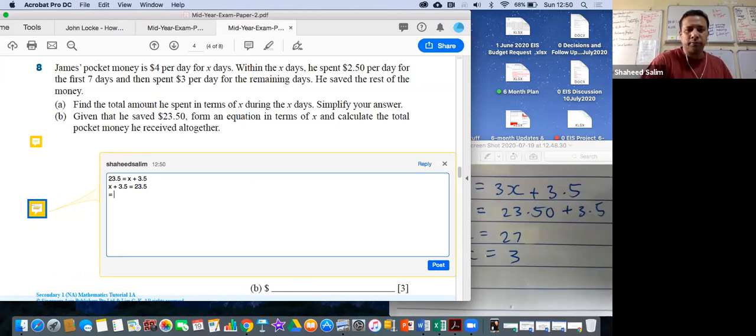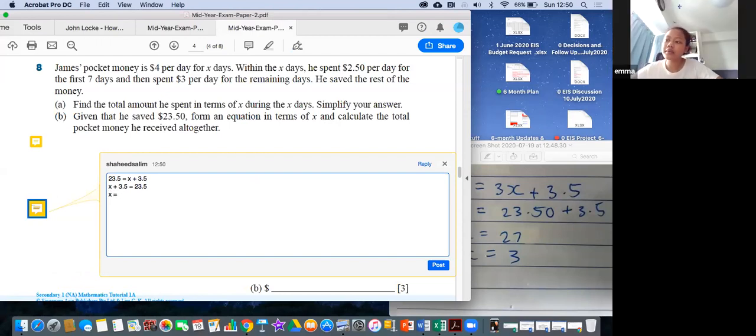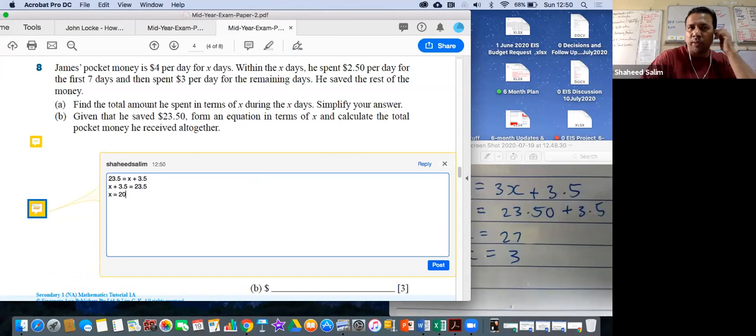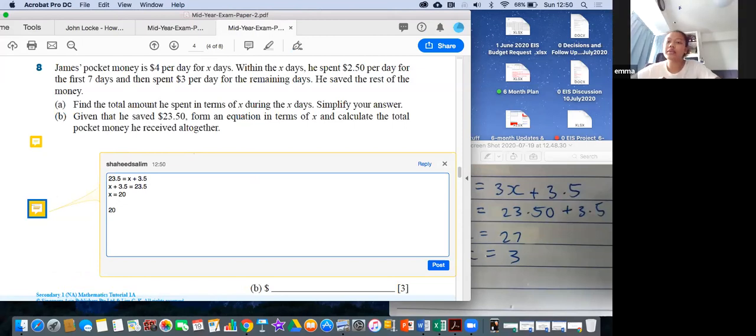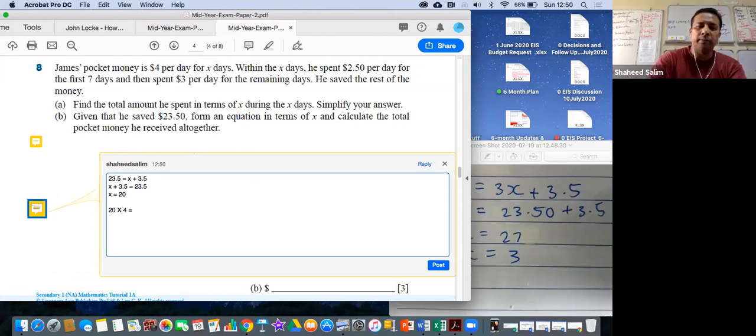X equals to? 20. Good, 20. So that means X is 20 days. So how much money did he receive altogether for his pocket money? This 20 days is $4 a day. Total? 80. Good, $80. Well done.